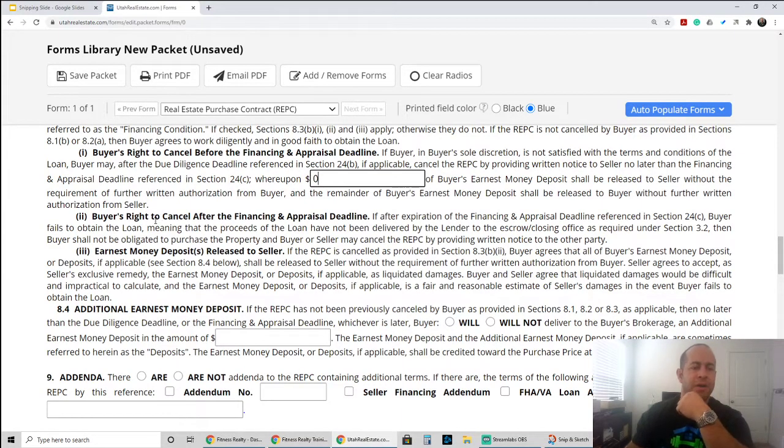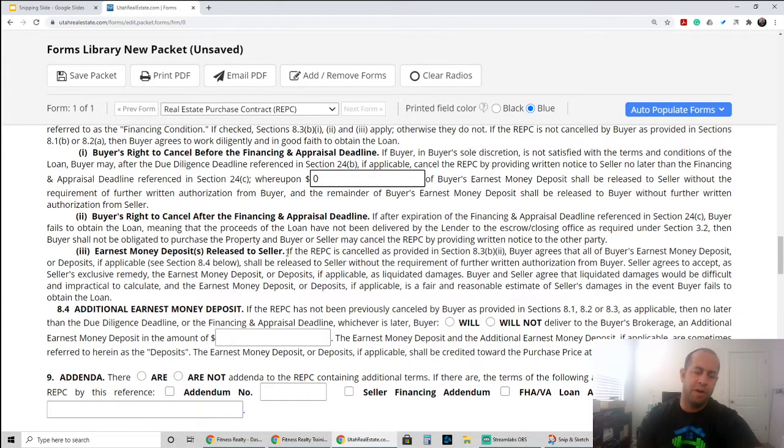All right, buyer's right to cancel after financing and appraisal deadline. That would be a breach of contract, and then the earnest money would be going to the sellers, unless you have something weird written into the contract, but it would be handed over. Okay, earnest money deposits released to the seller. This talks about how that's done.